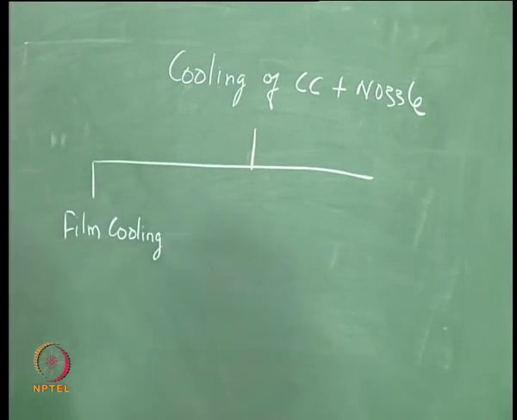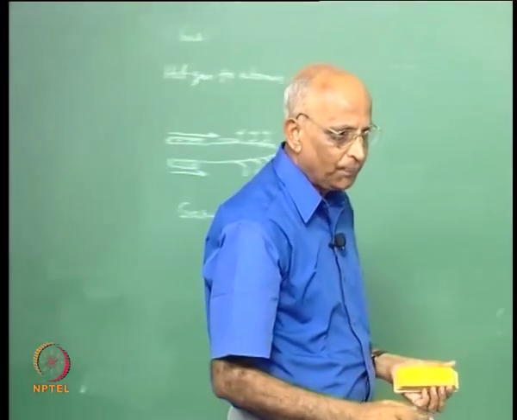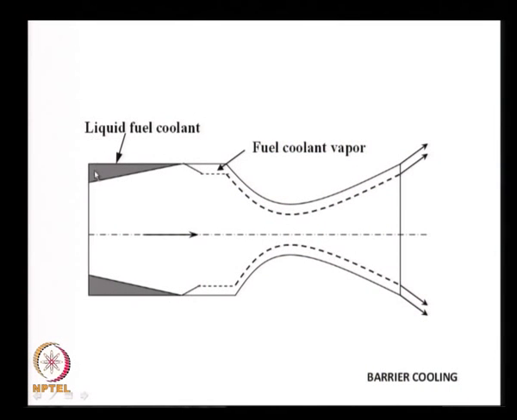Right. Let us take an example. This is what I show over here. I have a liquid coolant being injected along the wall, hot gases are evaporating it, vapor is formed, the vapor further cools the combustion chamber and nozzle, and this is known as film cooling.